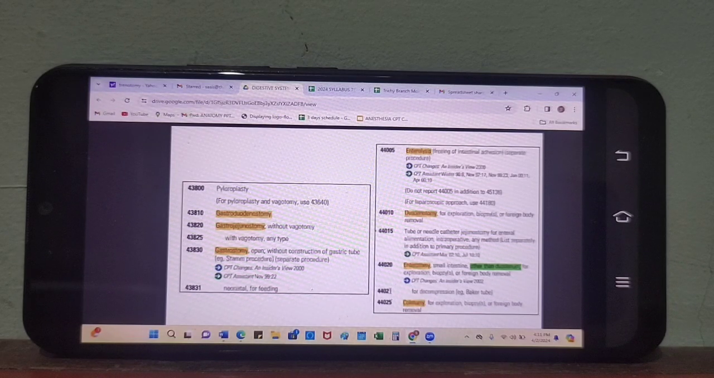Then 44025 for colotomy. Colo means large intestine. Entero means small intestine, colotomy means large intestine. The surgeon makes a cut on the colon for exploration, biopsy, foreign body removal, 44025.